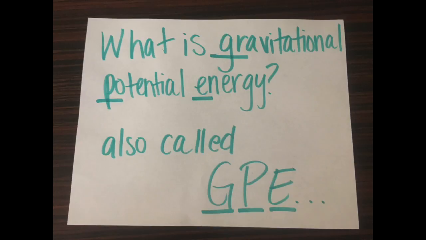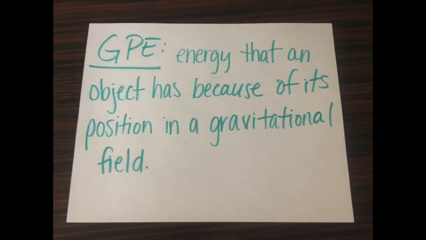We've learned about potential energy and kinetic energy, now we're going to go deeper into potential energy. One important type of potential energy is gravitational potential energy. So what is gravitational potential energy? It is also called GPE, but it is an energy that an object has because of its position in a gravitational field.